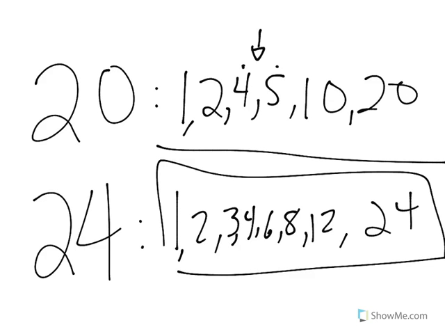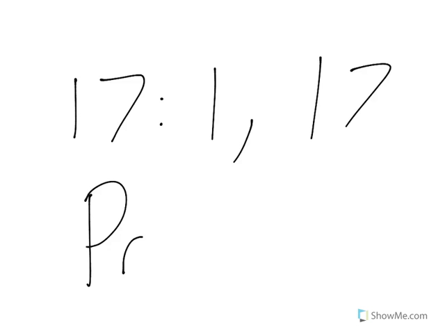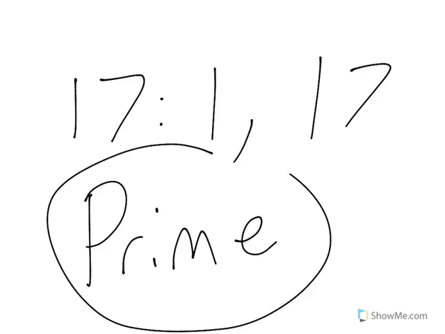One more. Let's try 17. Go. Pause and solve. Okay. The only ones are 1 and 17, which means 17 is prime. So, to remind you of prime numbers, when a number's only factors are 1 and itself, it is prime. So for example, 29 is prime because the only numbers that go into it are 1 and 29.